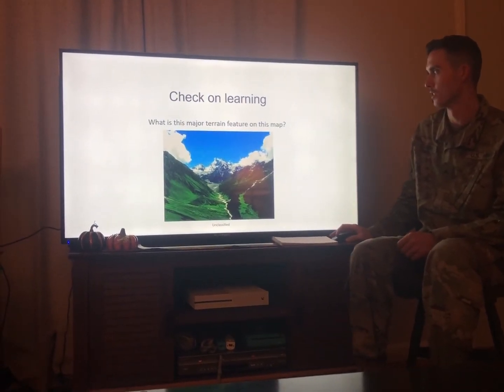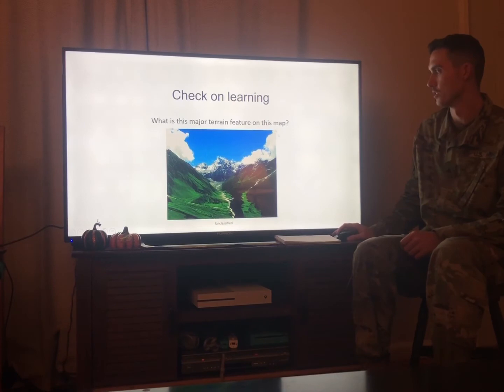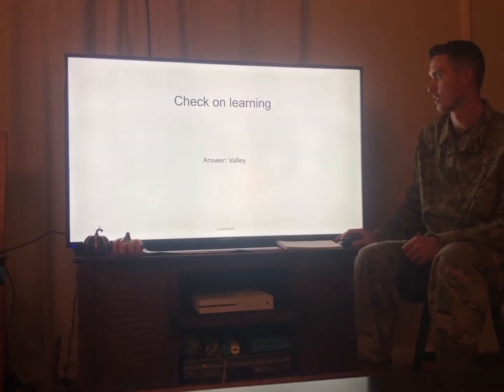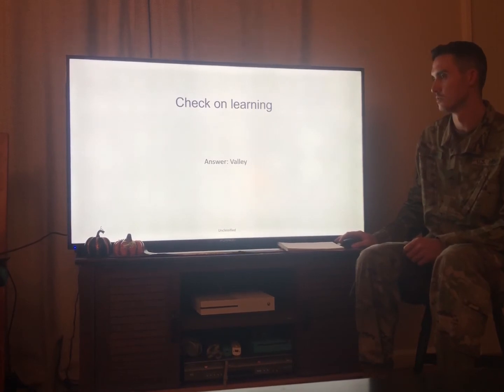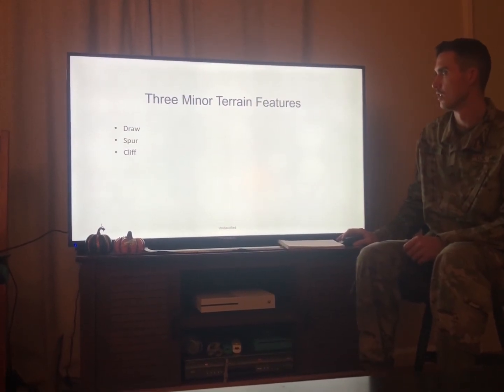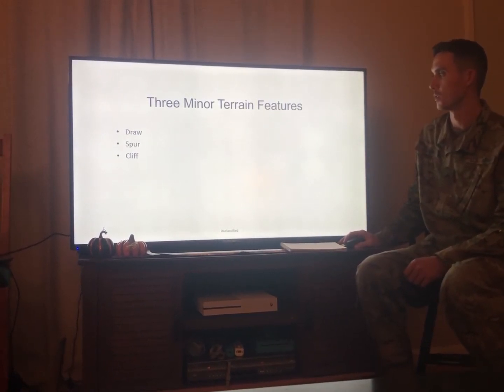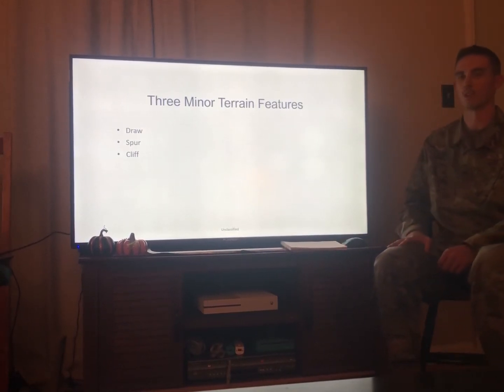Check on learning question: what is this major terrain feature on the map? The answer is a valley. And then the next topic is 3 minor terrain features. You have a draw, a spur, and a cliff.